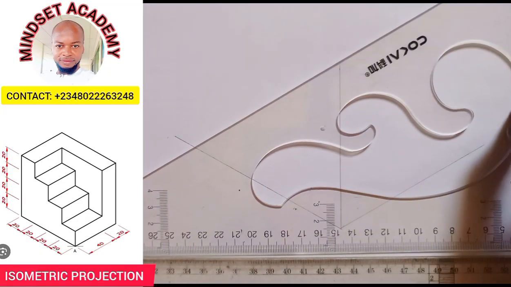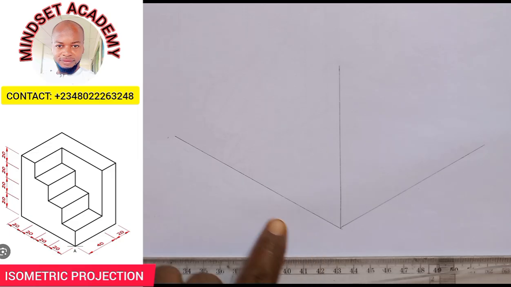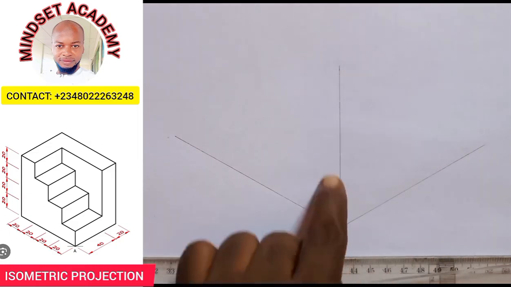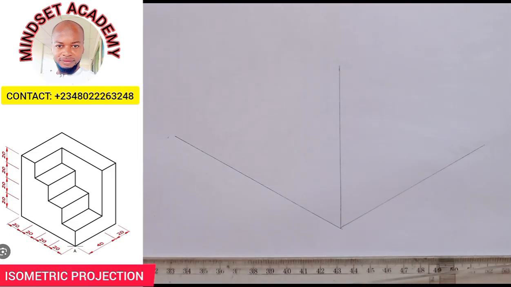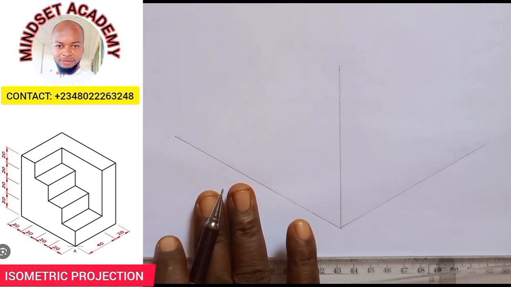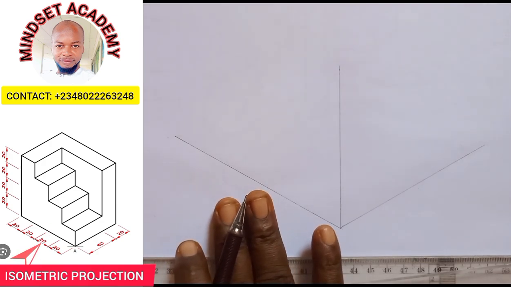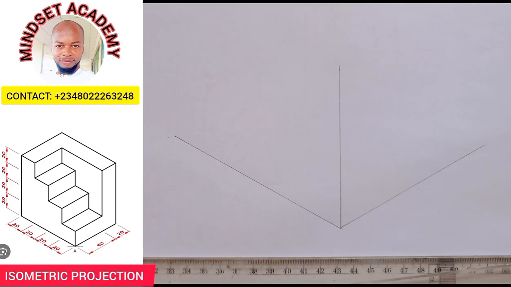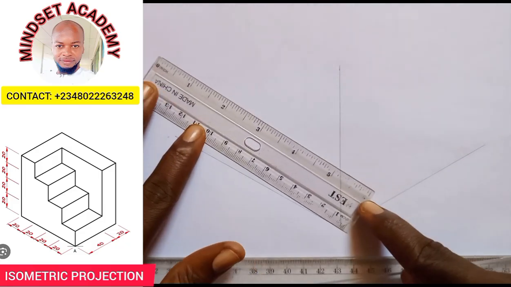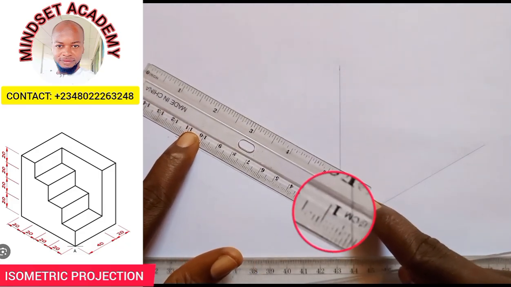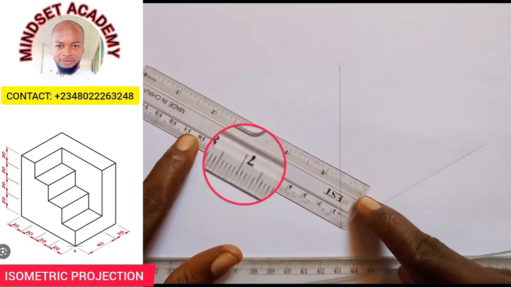Now the next thing we have to do is to get the entire length, the entire width, and the entire height. If you look at the figure carefully, this side here is the side my arrow is pointing, and the entire length there is given by 20 plus 20 plus 20 plus 20, and that is 80. So I'm going to take my meter rule and measure 80, from 0 here to 8.